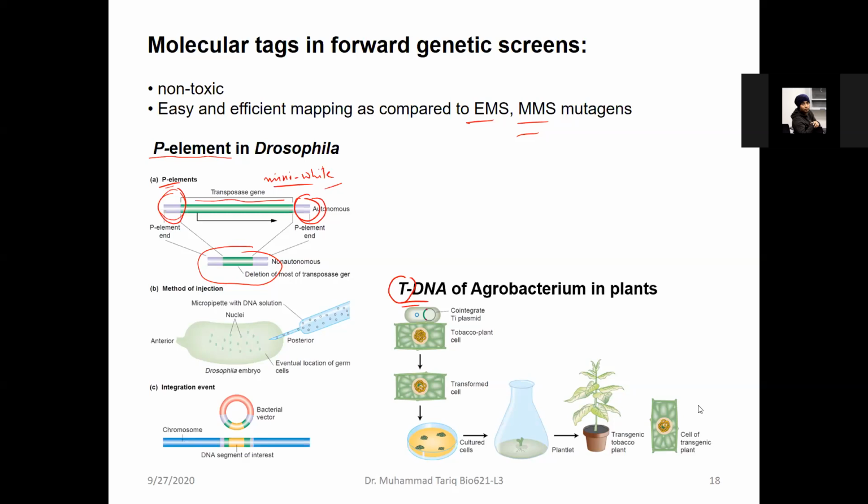How does it cause tumor in plants? Sir, I don't know the exact mechanism.